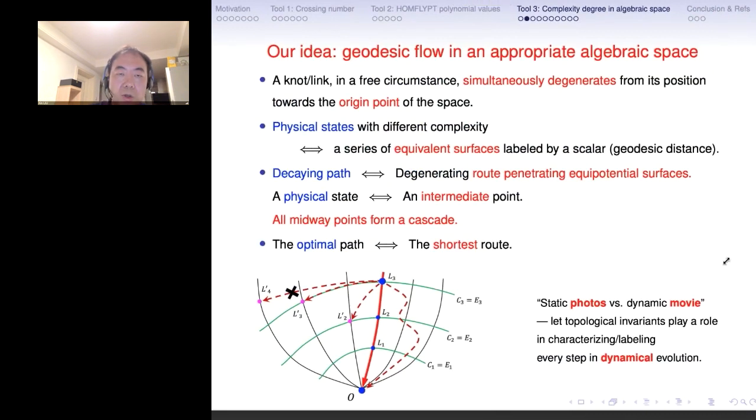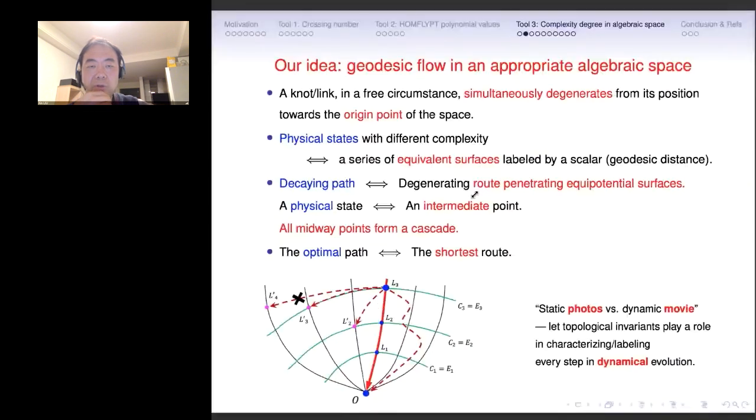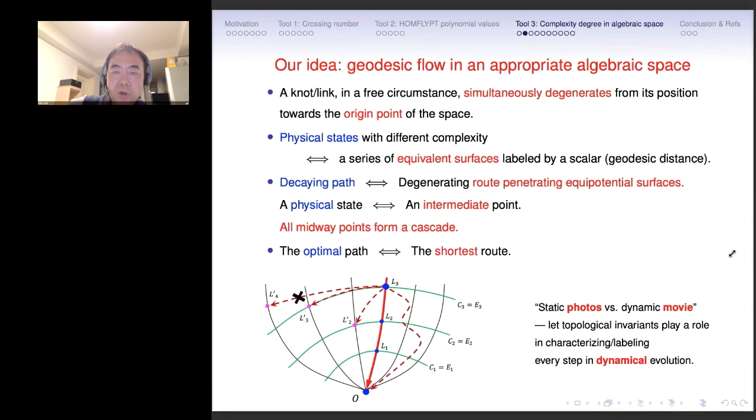So our idea is that a knot or link spontaneously degenerates from its position towards the origin point of the space. That means, let us think about a knot or link. It has a characteristic Jones polynomial. Then we want to give that Jones polynomial a representation point in an abstract algebraic space. Then every knot or link has a point in the space. So an algebraic expression obtains a geometric expression in the space, right?